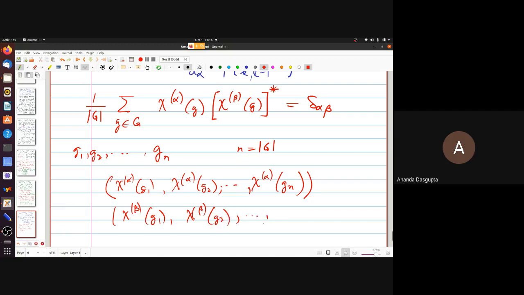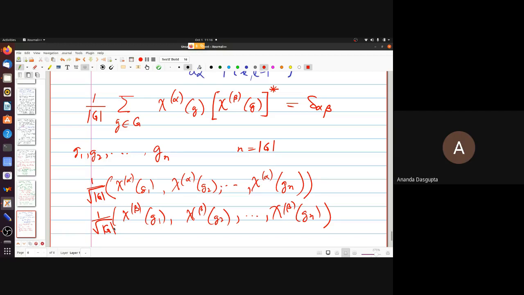Then these row vectors, or I could have of course written them as column vectors, except that it takes a lot of space to write column vectors. These two row vectors are orthogonal, as you say, as long as alpha and beta are different. I could even normalize this, and make it orthonormal by putting a 1 by root mod G in front of both of them. Then the vectors will be orthonormal. Okay.